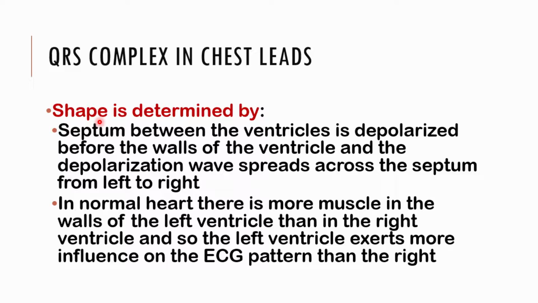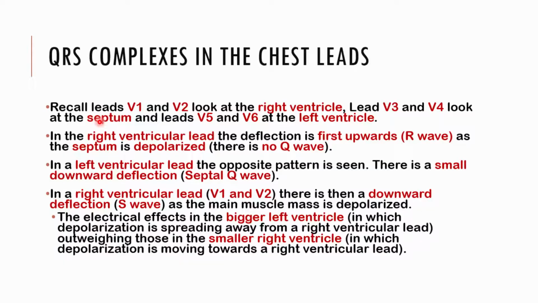Then also the second point is that if you have a normal heart, generally the walls of the left ventricle are much larger than the walls of the right ventricle. So it would mean that the left ventricle is going to be exerting a much greater influence on the QRS complex than the right ventricle is. So it means that the shape in the right ventricle would be determined by the direction of the depolarization, the septum being depolarized first, and then this spread of current sweeping from the left to the right. The second point being that because the left ventricle has a much greater mass than the right ventricle, it would mean that the ECG pattern is more influenced by the left ventricle than it is by the right ventricle.